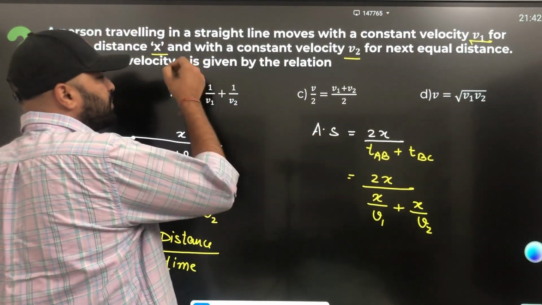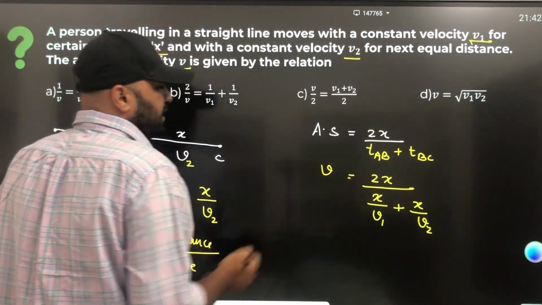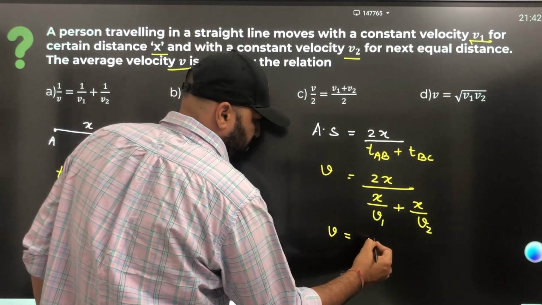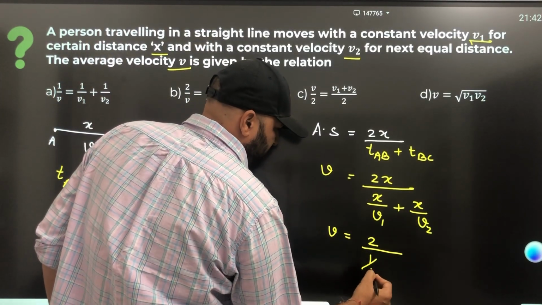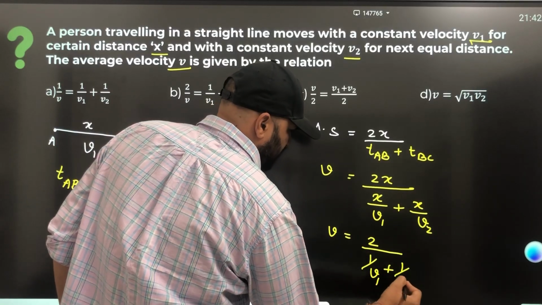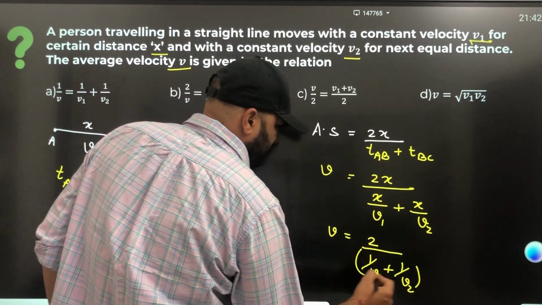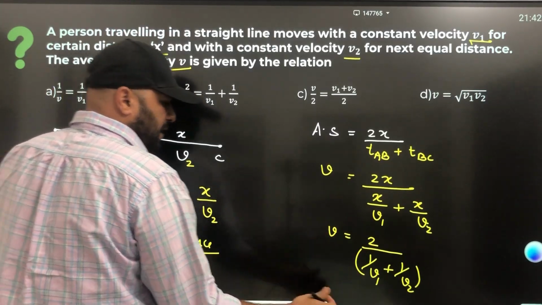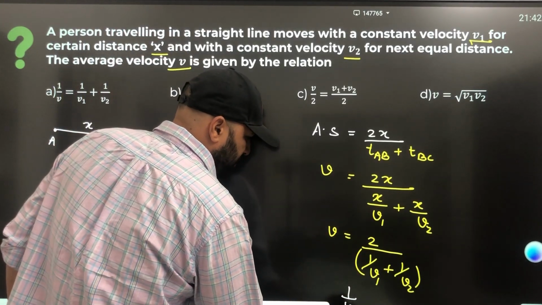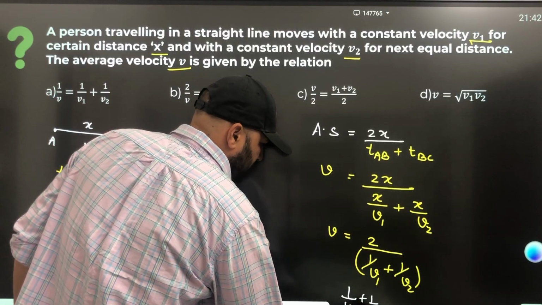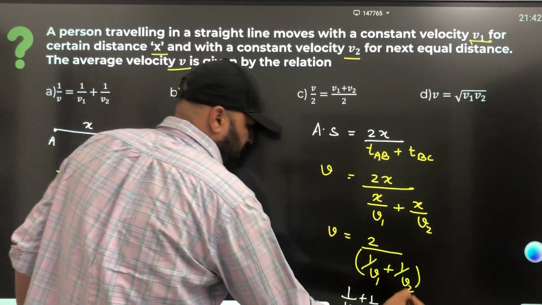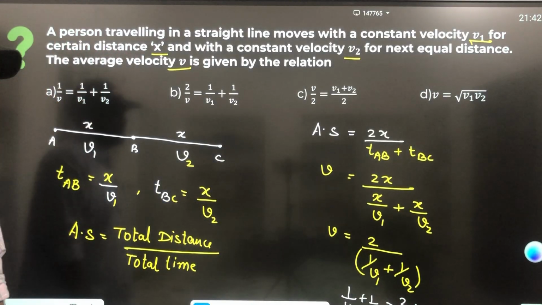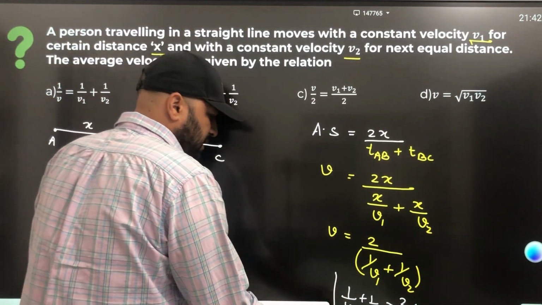So here the average speed is given by v. So let me write here v, okay? And x cancels out. So you are left with v equals 2 upon 1 by v1 plus 1 by v2, right? Now let's take this bracket part on the left hand side and v on the right hand side. So if you take the bracket part on the left hand side, it will be 1 by v1 plus 1 by v2, right? And taking this v on the right hand side, it will go below the 2, right? So you are left with 2 by v must be equal to 1 by v1 plus 1 by v2.